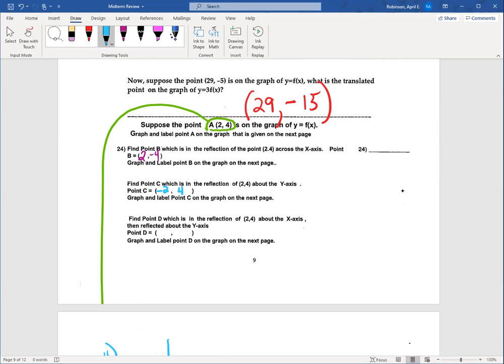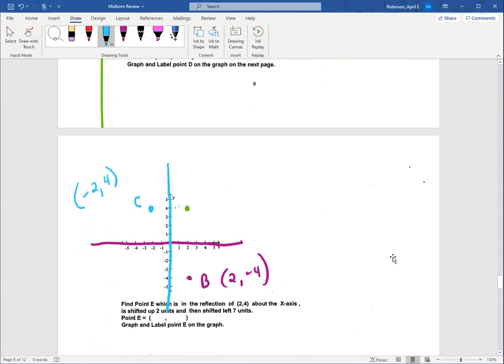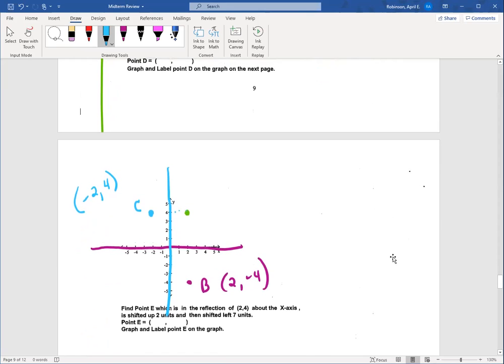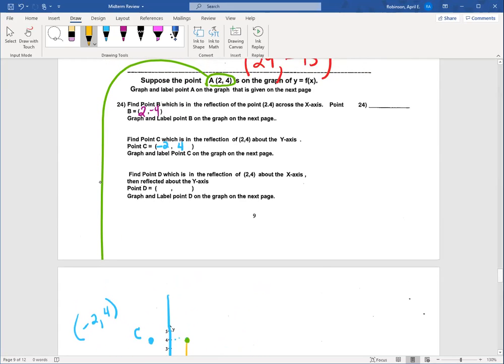Okay, and then find point D, which is a reflection of 2, 4 about the x-axis and then reflected about the y-axis, which really means around the origin. So you're doing a double flip. So first you're flipping it around the x-axis and then around the y-axis. And that's going to land me over here. There's point D, which is at -2, -4. Because first it would go here to here, and then it would flip again and go to there. Fold around the x-axis, then fold around the y-axis. And that's really a reflection around the origin. Okay, so that is -2, -4.